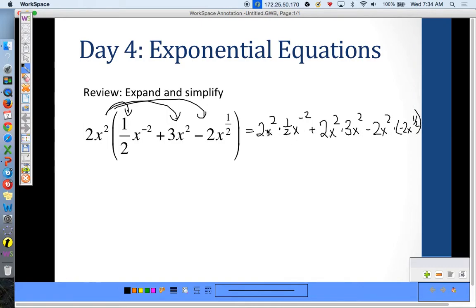And then we have to combine this. 2 times 1/2 is 1. We add our exponents, so that'd be x to the 0, plus 6x, 2 plus 2 is 4. Negative 2 times negative 2, sorry, that should be positive 2, my bad. Positive 2 times negative 2, so negative 4x, and then to the 2.5. We know x to the 0 is 1, so we're left with 1 plus 6x to the 4th minus 4x to the 2.5.